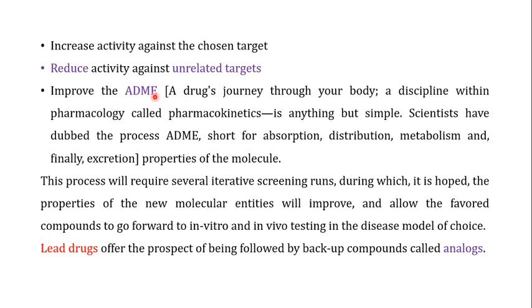Now this process will require several iterative screening runs, during which it is hoped that the properties of the new molecular entities that have been modified by the medicinal chemists will improve and will allow the favored compounds to go forward for in vitro and in vivo testing in the disease model of choice.